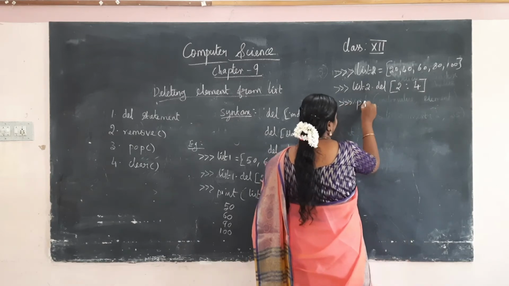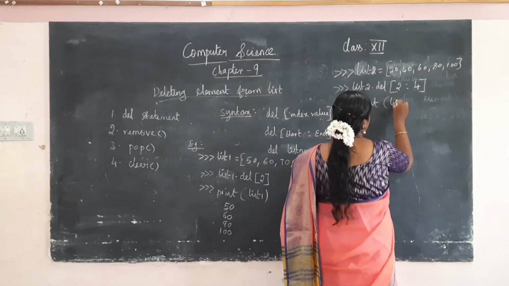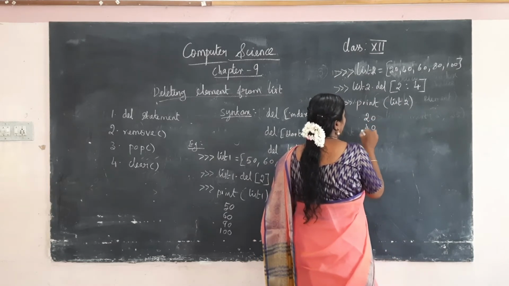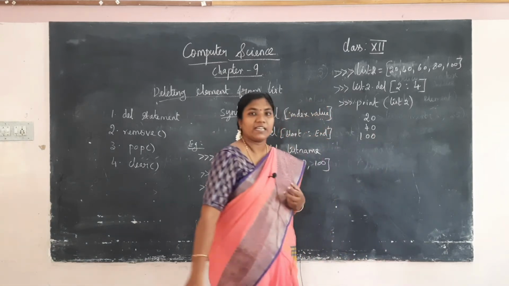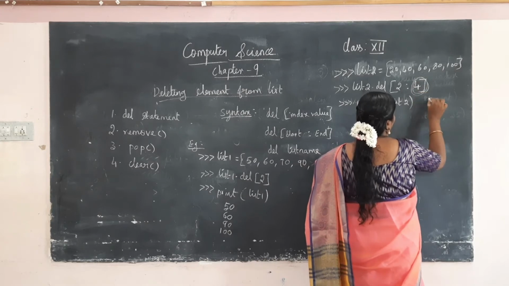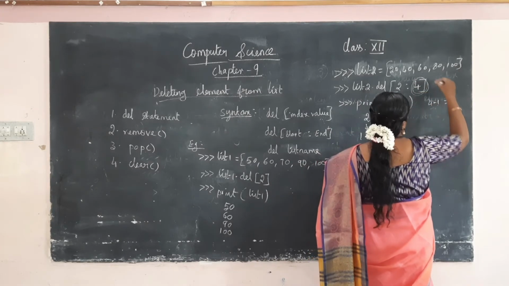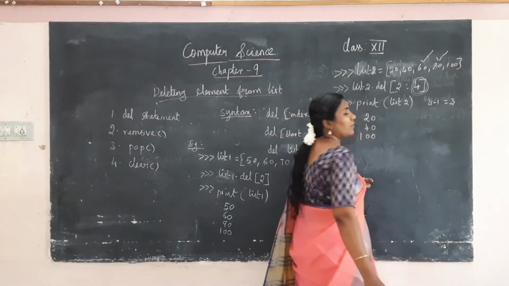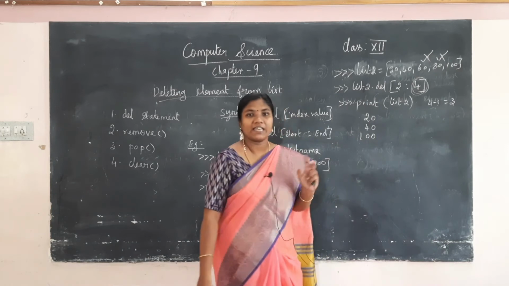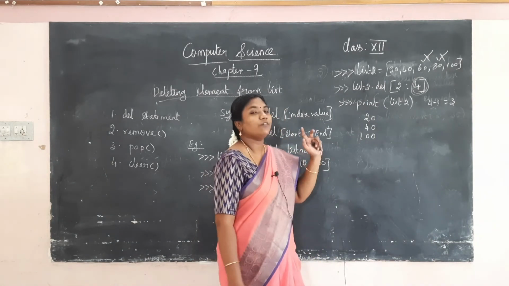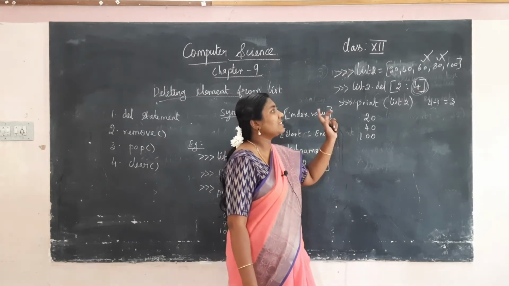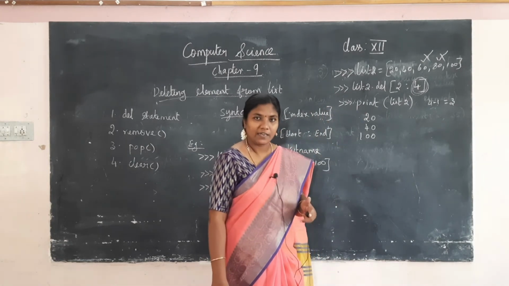Suppose I print list 2. So what will be my answer? 20, 40 and 100. 60 and 80 will be deleted because it takes the upper limit as 4 minus 1, which is equal to 3. So the second and the third elements will be deleted, and the other 3 will remain. Suppose I give 2:5, it will take the upper limit as 4 and it will delete 60, 80 and 100. Clear?